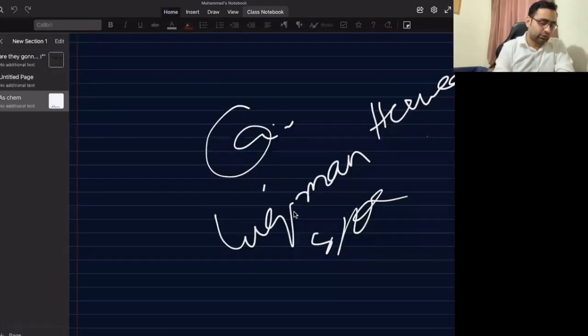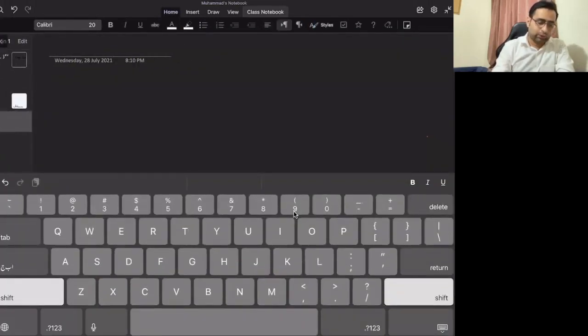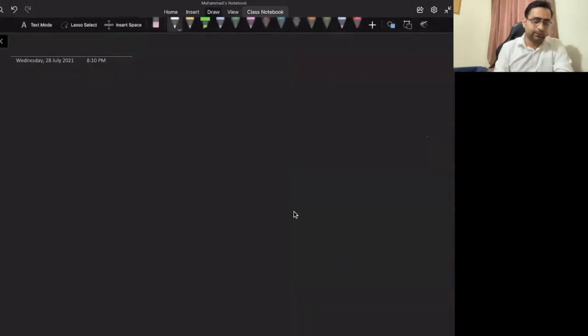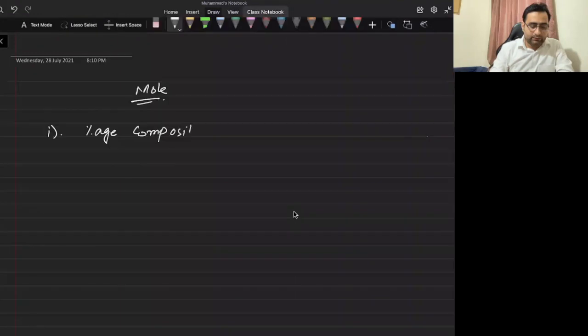You have learned about 3 formulas of mole. Number 1 is mole is equal to mass in gram over Mr. Now for mole, there are 2 types of questions that come from the mole in P1. First is with the percentage composition and second is with the mass composition.